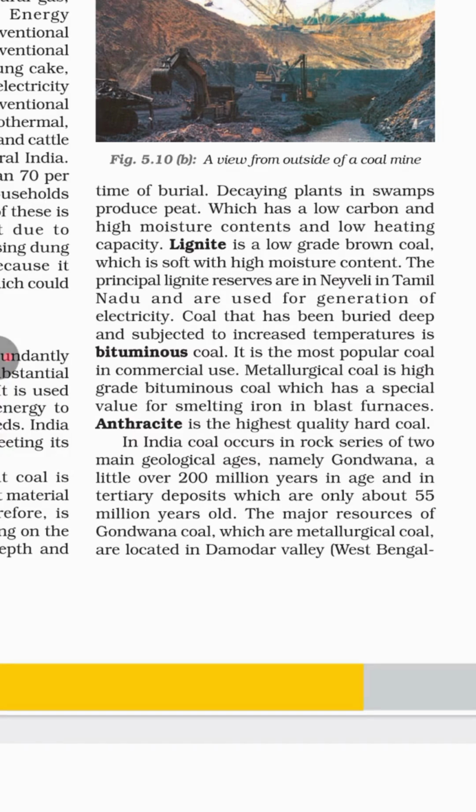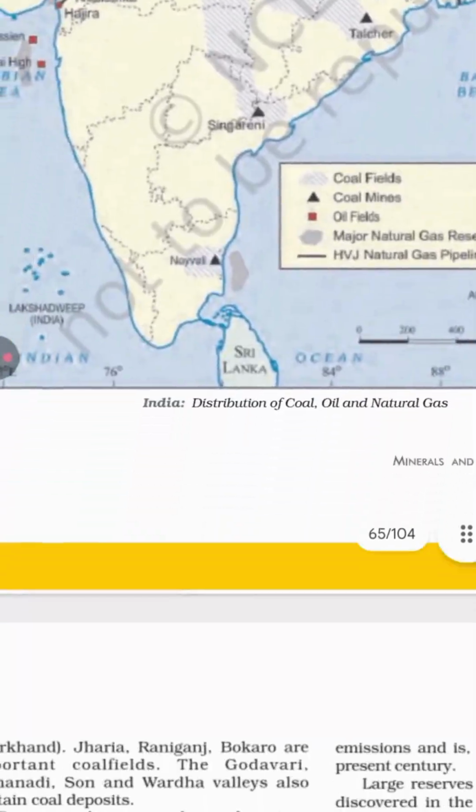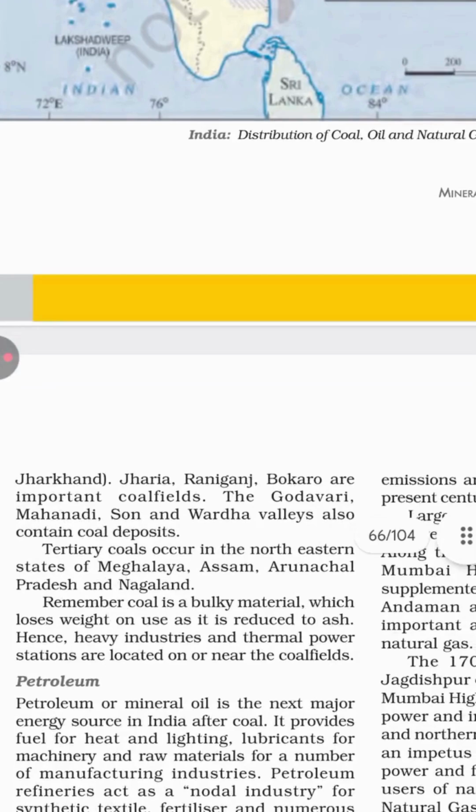You all have studied last year in ninth standard that the Indian subcontinent was in the southern hemisphere in Gondwana land, and then it broke away from Gondwana land. And now this coal, which we call Gondwana coal, is found in the Damodar Valley in West Bengal. Jharia, Raniganj, Bokaro are the important coal fields. Godavari, Mahanadi, Son and Wardha valleys also have certain coal deposits. But the tertiary coal occurs in Meghalaya, Assam, Arunachal Pradesh and Nagaland.